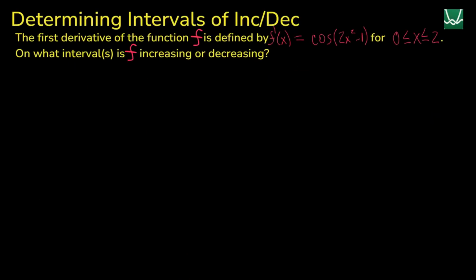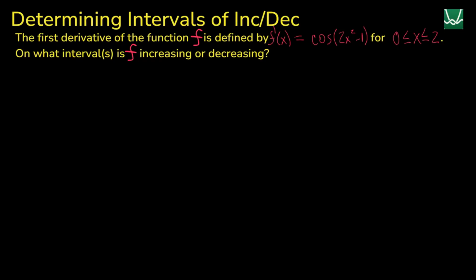Here's another way that a question might be asked. The first derivative of the function f is defined by f prime equals cosine of 2x squared minus 1 for x between 0 and 2. On what intervals is f increasing or decreasing? Notice this is a Desmos allowed question.